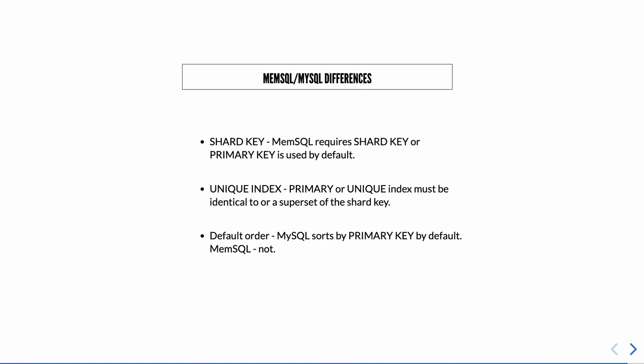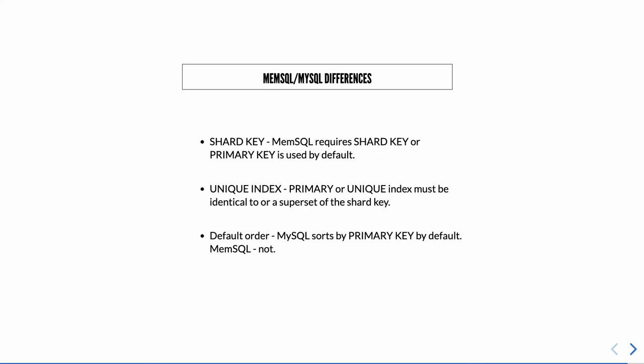What you definitely have to know when you start to work with MemSQL is the difference between MemSQL and MySQL from a development perspective. The first difference is the shard key. MemSQL requires a shard key, or the primary key is used by default. If a shard key is defined, this key is used for hash calculation to define on which leaf the row has to be stored. Then the primary or unique index must be identical to or a superset of the shard key.